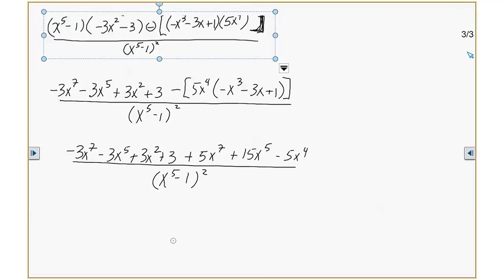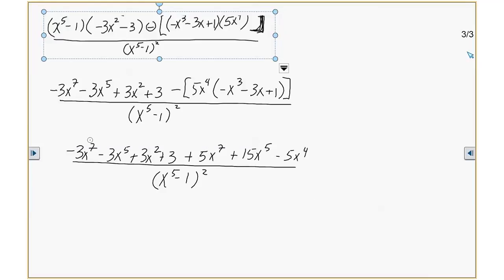Negative times a negative is a positive. Negative times a negative is a positive. Negative times a positive is a negative. 5 times 1 is 5. 5 times 3 is 15. 5 times 1 is 5. X to the 4th, x to the 7th, x to the 5th, x to the 4th. So that looks right.